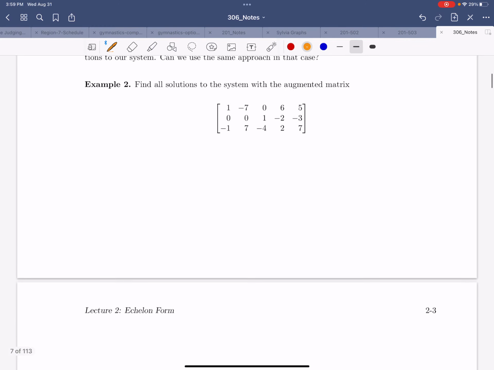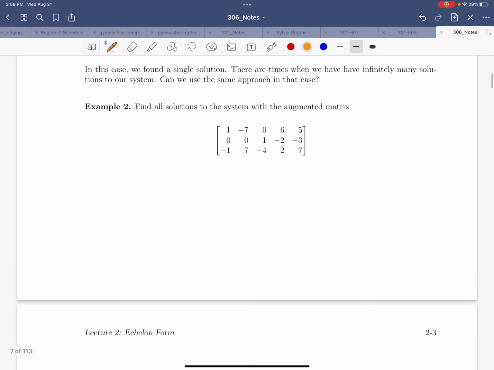Hey everyone, we're going to solve example 2 using row reduction and the 3 elementary row operations we discussed. Now remember, this is an augmented matrix, so I'm going to draw this line just to remind you that 5, -3, and 7 are on the right hand side of the equation. Let's row reduce.